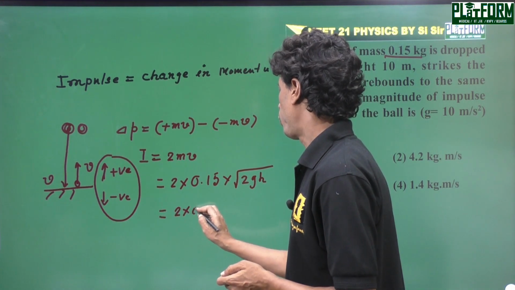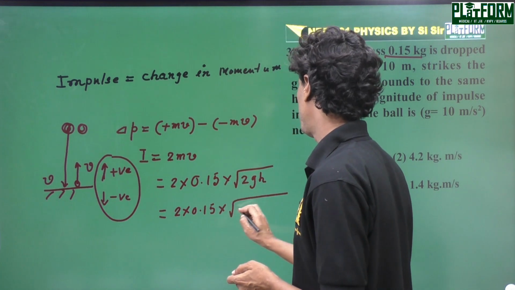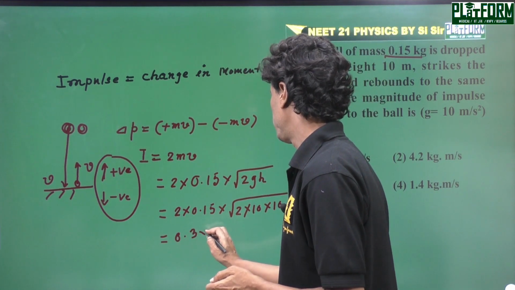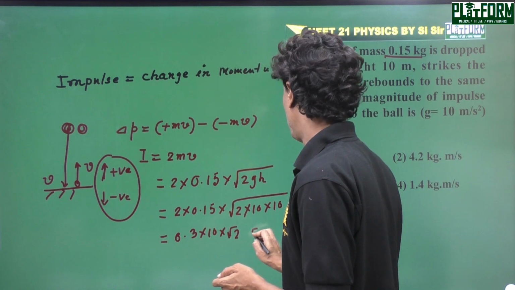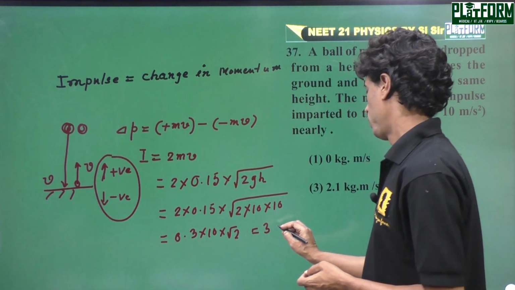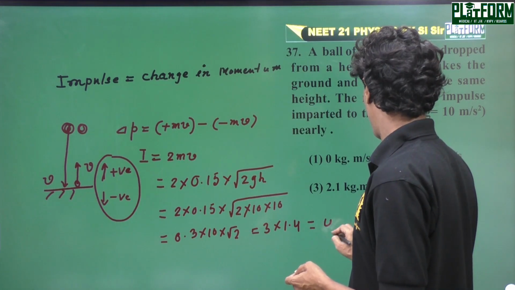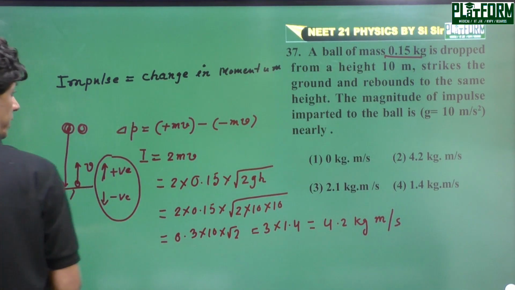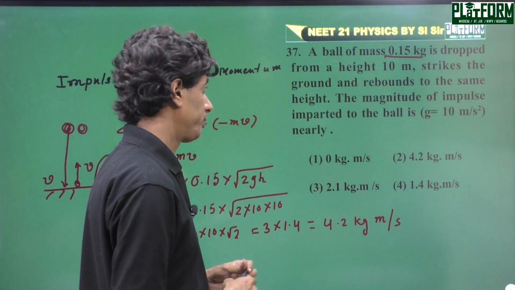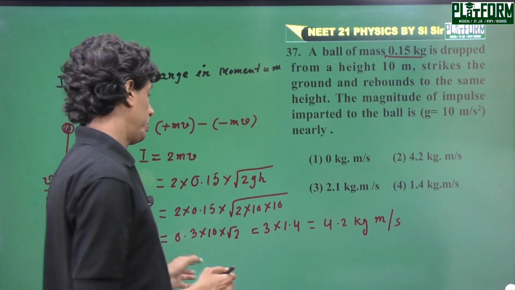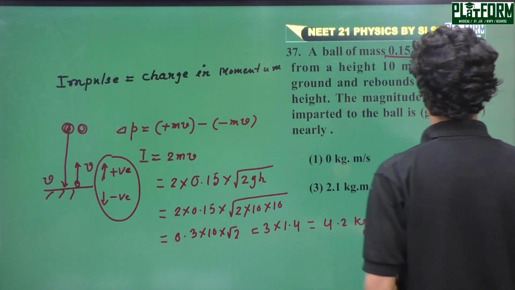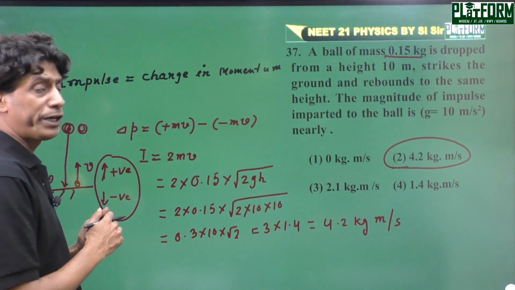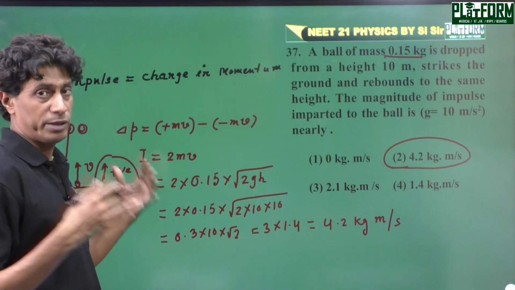it is 2 into 0.15, and it is root of 2 into 10 into 10. I think it is 0.3 into 10 into root 2, and this is 3 into 1.4, that is 4.2 kg meter per second. So this is the impulse imparted by the ground to the ball, 4.2 kg meter per second. Okay, so this is also a very simple question and basic question. You just had to find out the change in momentum, and change in momentum is known as impulse.